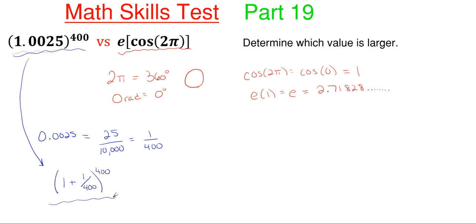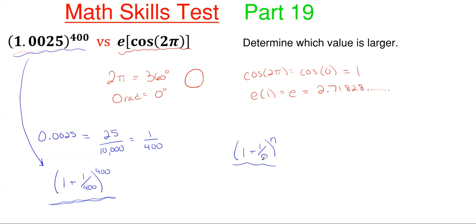Well, what is this thing? This thing is actually in the form of the binomial theorem. The binomial theorem is in the form of 1 plus 1 over n, to the power of n. Well, what is this thing? This actually approximates e.